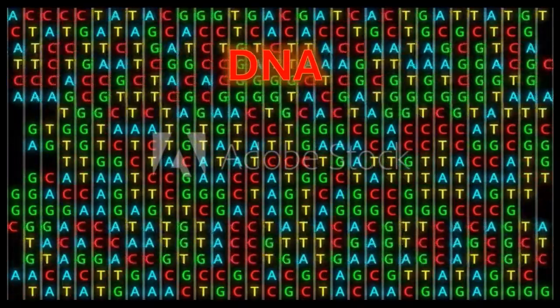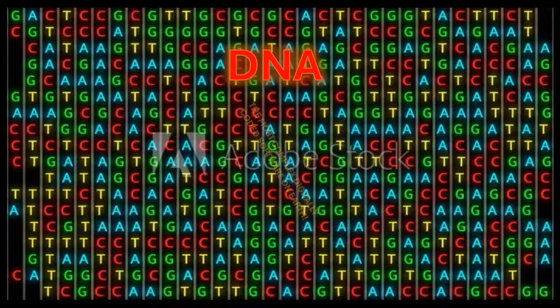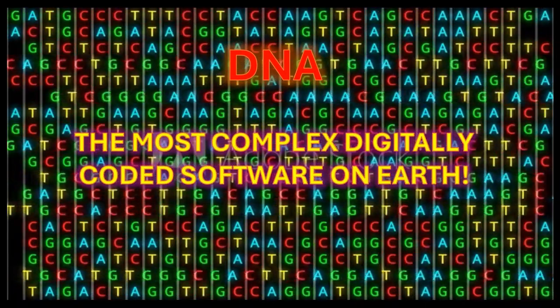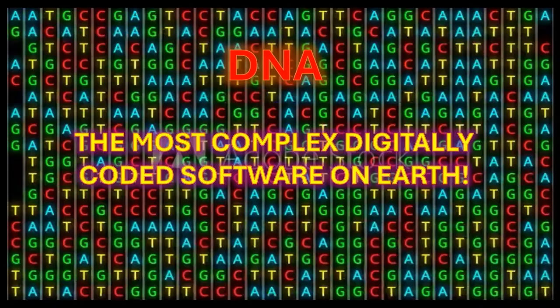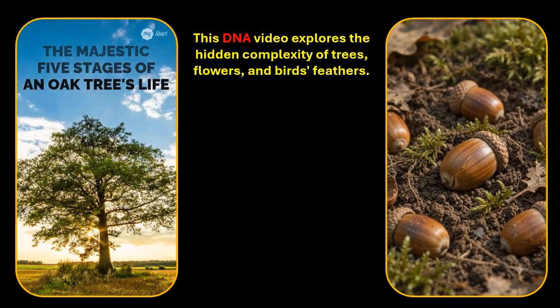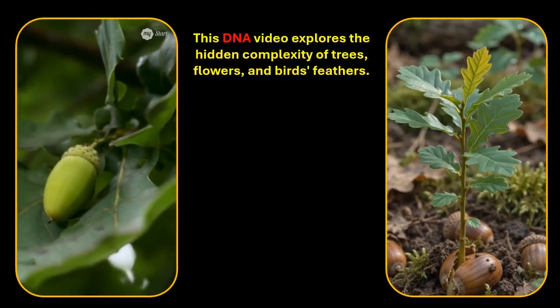It is about the complexity in trees, flowers and birds' feathers. DNA is the most complex digitally coded software on Earth. But not a lot of people know the absolute complexity of DNA and how much information is in all biological living things. Did it really evolve? Well, let's have a deep dive. This DNA video explores the hidden complexity of trees, flowers and birds' feathers.